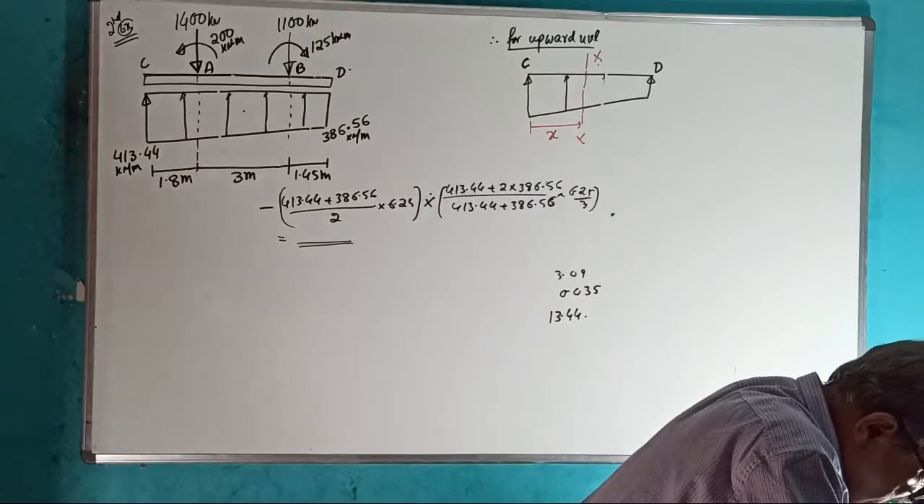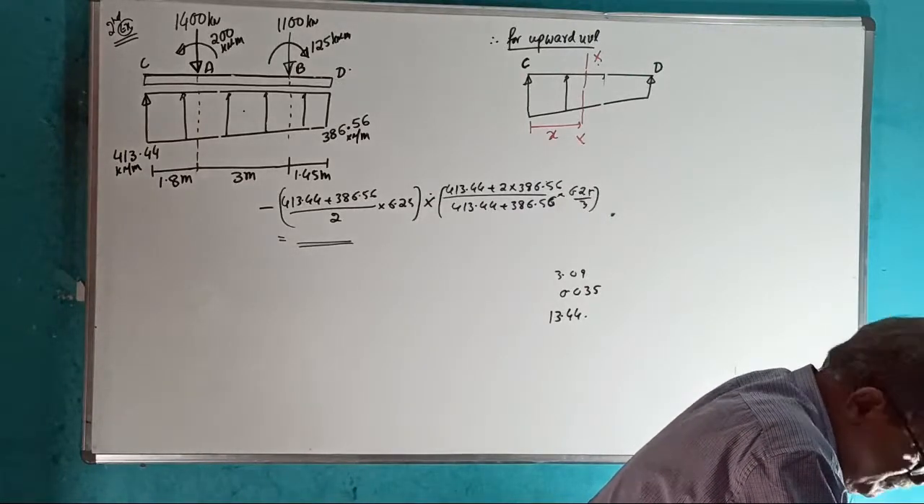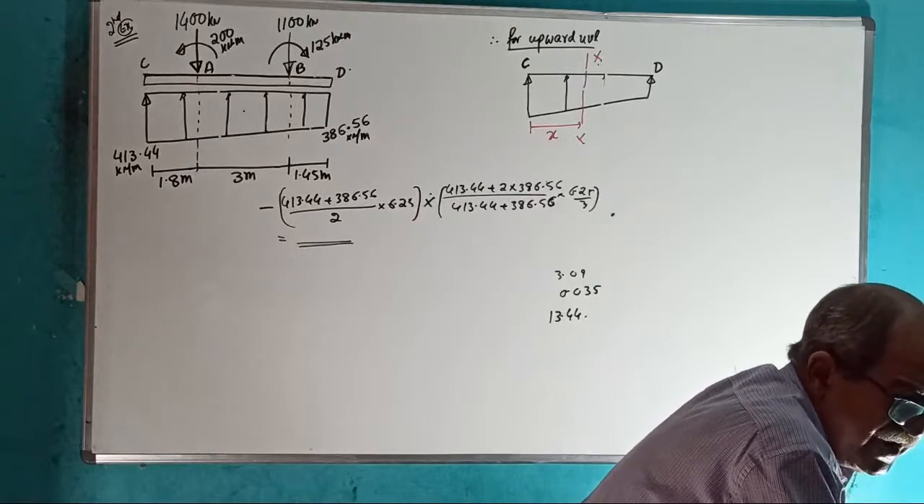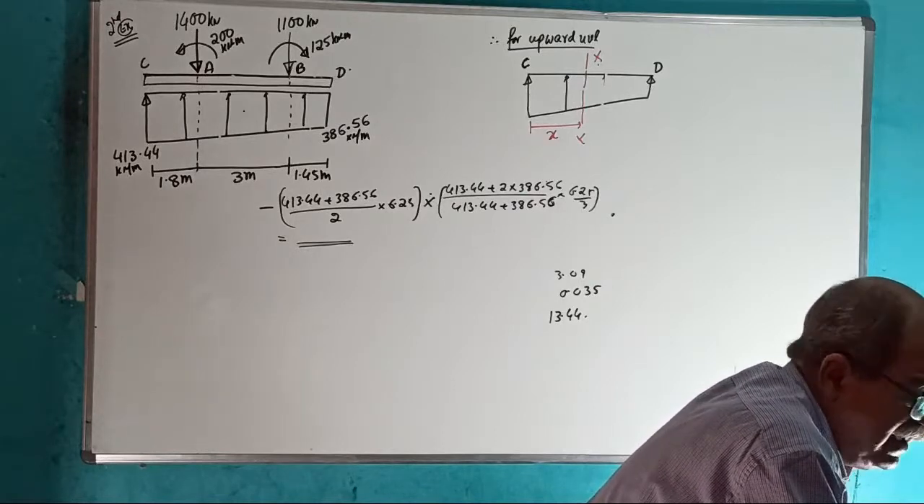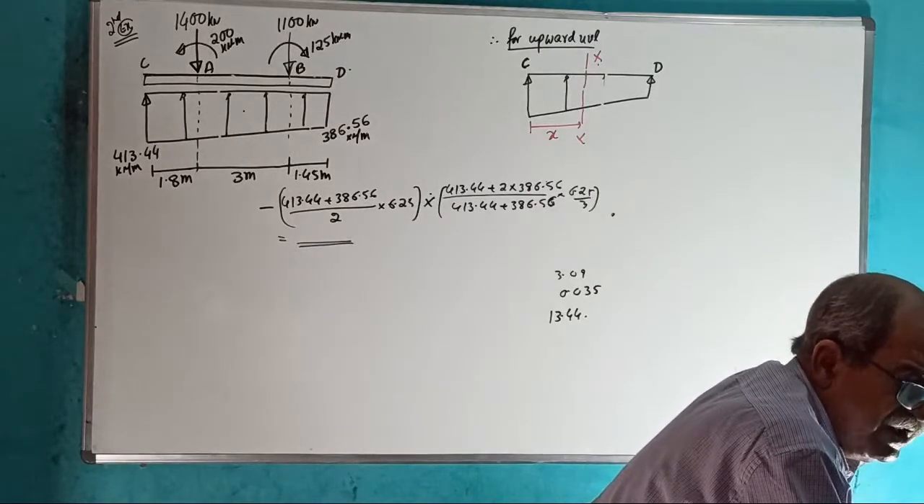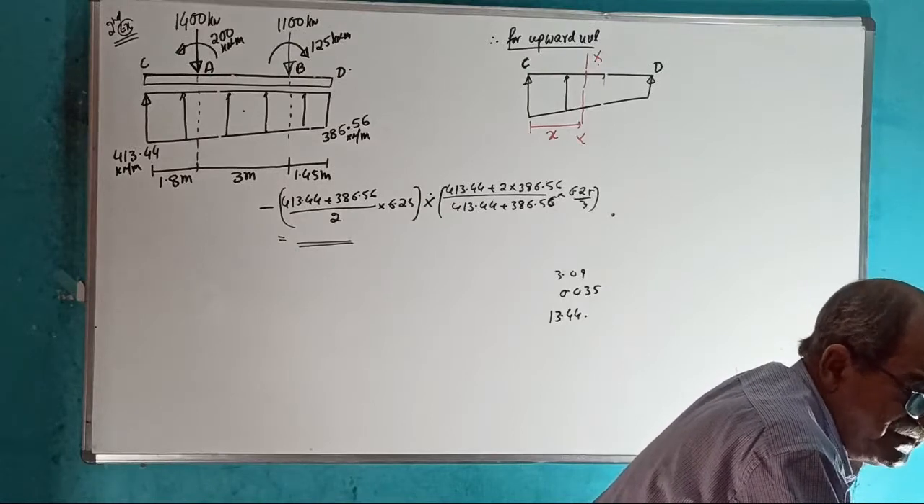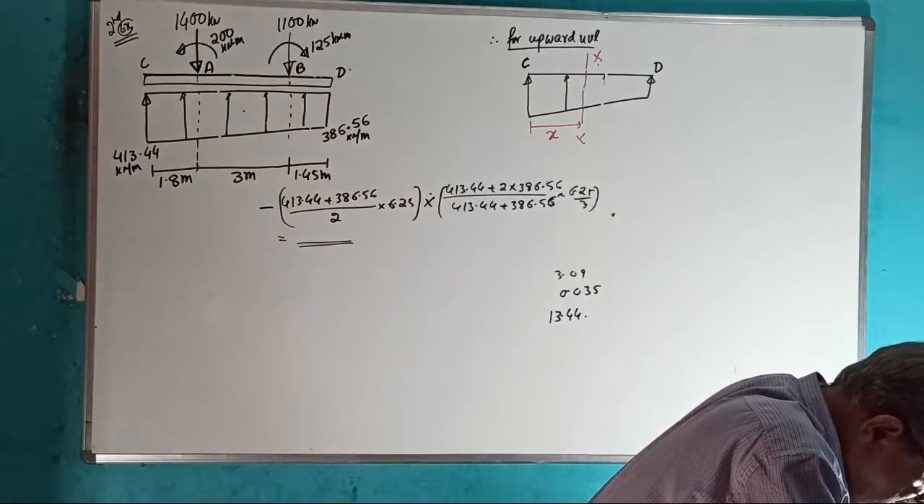Sigma V is 0, okay, leave it. Take sigma M. Now you can check whether equilibrium is there or not. Actually, based on equilibrium only, I have given the pressure. How much is the answer?